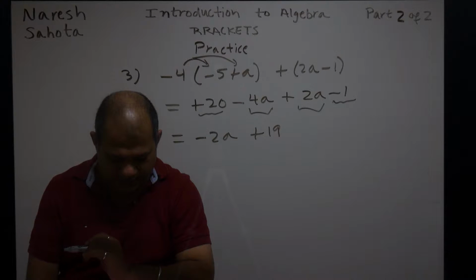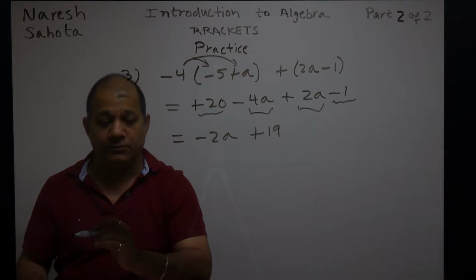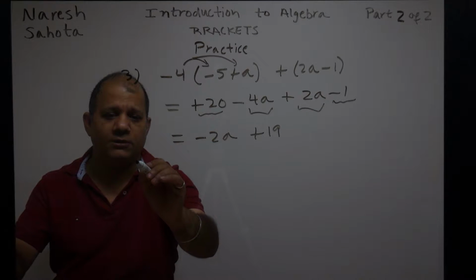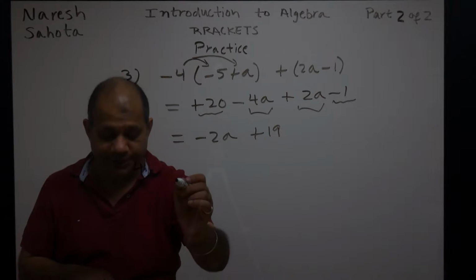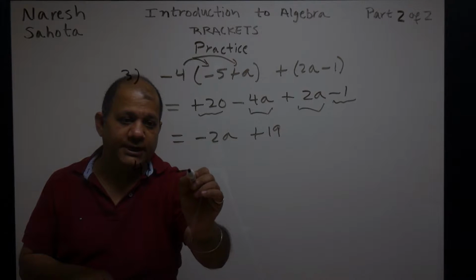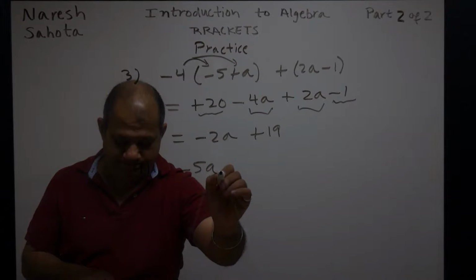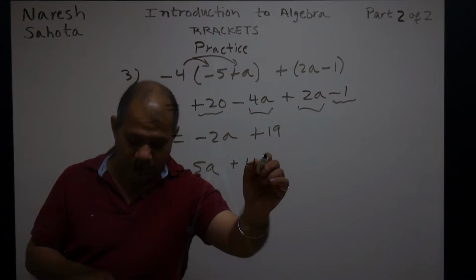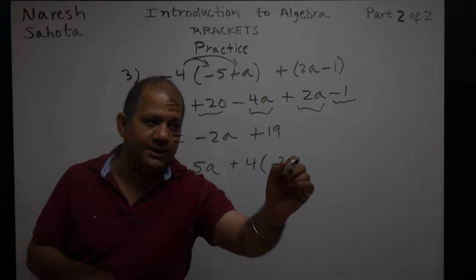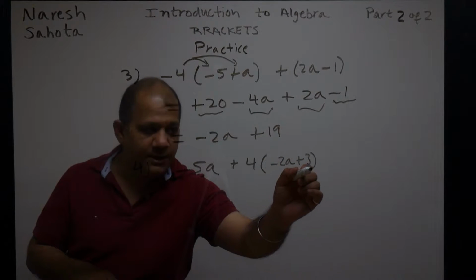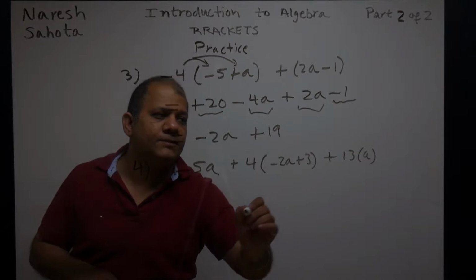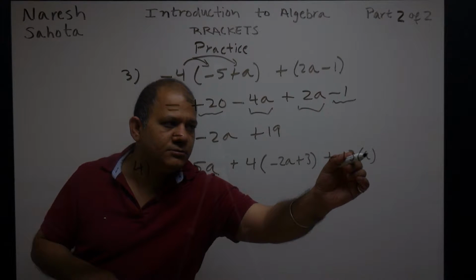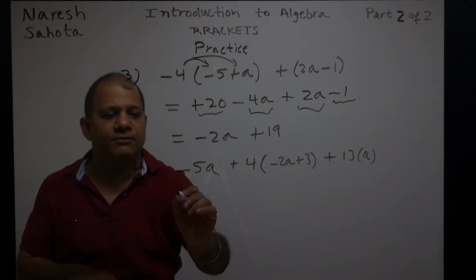I'm going to skip some questions here. Alright, I'm going to call it number 4, but it's actually a different number on my sheet. So negative 5a plus 4 times negative 2a plus 3 plus 13 times a. So that's the question. And how do we simplify?